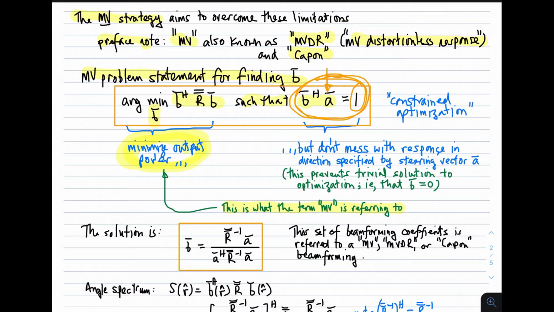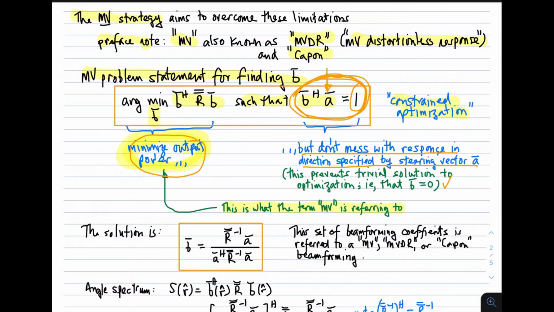So this constraint is the thing which specifies the current look direction, if you will, in the angle spectrum. The problem statement says minimize output power overall, but don't mess with the response in a particular direction, namely that specified by the steering vector A here. And this prevents the trivial solution that you just turn off the beamformer entirely. This is an example of constrained optimization. So some people refer to MV as being a constrained beamformer.